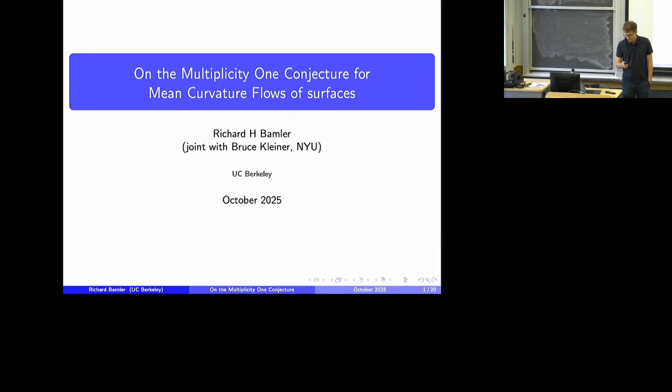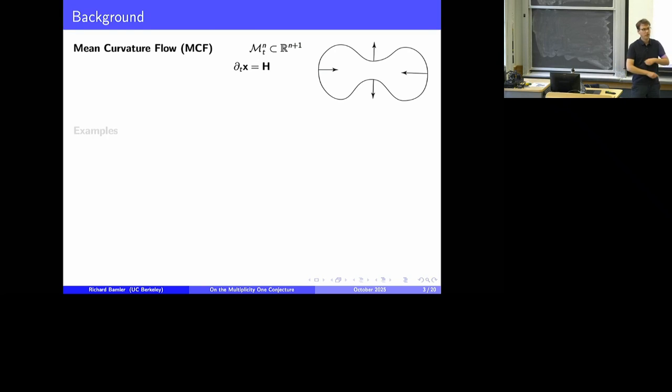So let me start with mean curvature flow and a little bit of background. Mean curvature flow is an equation that governs the evolution of hypersurfaces, often in Euclidean space or in an ambient Riemannian manifold. And the equation is this one here: the time derivative of every point on the surface is equal to the mean curvature vector, which I'll call H.